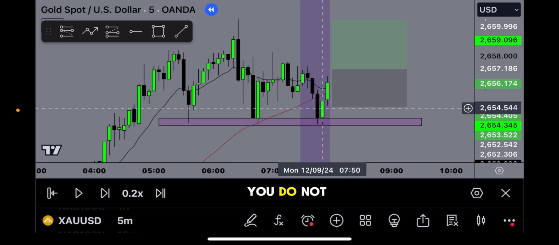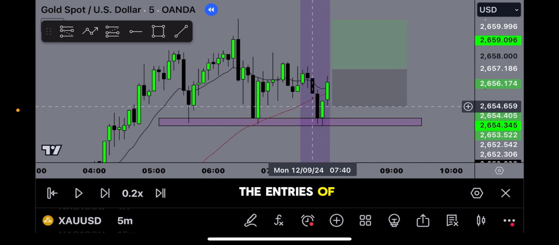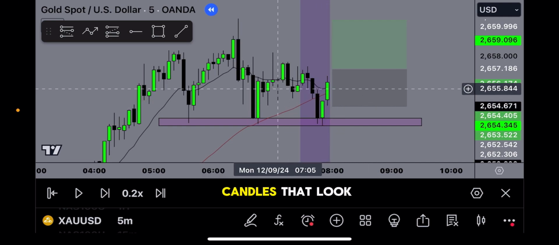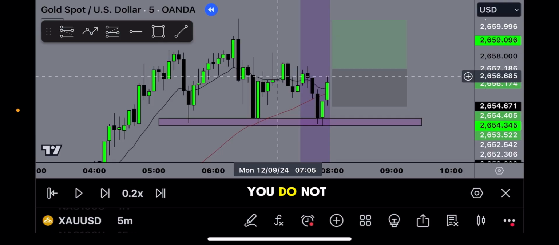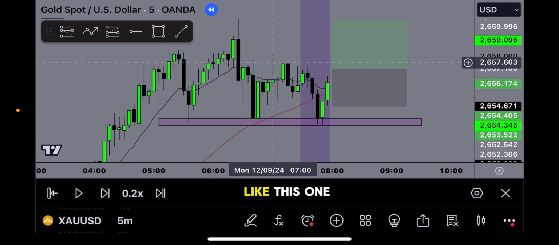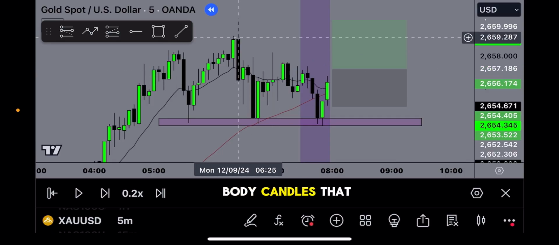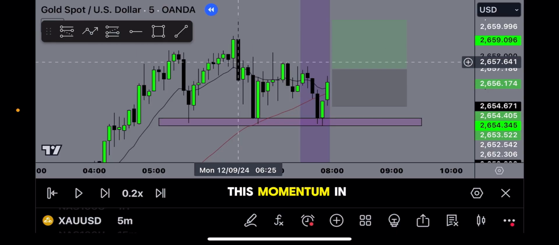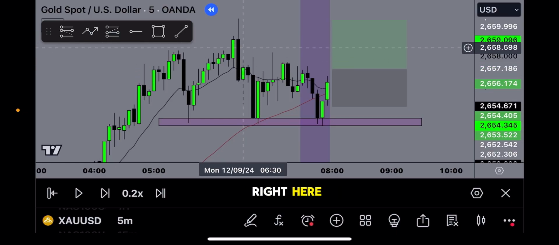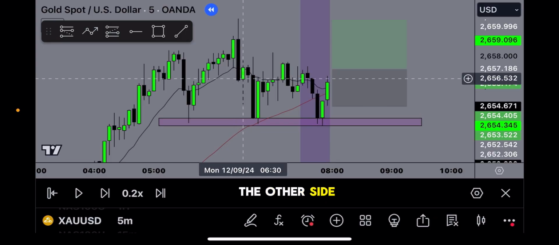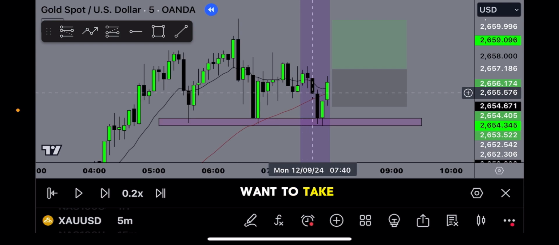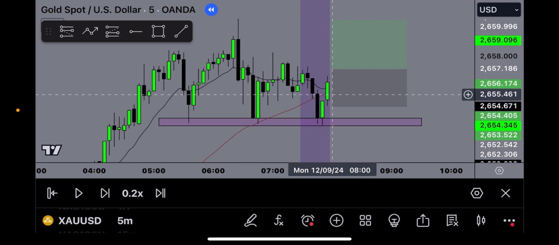You do not want to take the entries of 13 MA breakout candles that look like this, that cross the 13 MA line but are short. You do not want to take those type of candles, like this one. You want big body candles that show this momentum in the market, like this candle right here that started from here and it gave us a big body and closed on the other side of the 13 MA line. Those are the type of candles you want to take for this strategy.